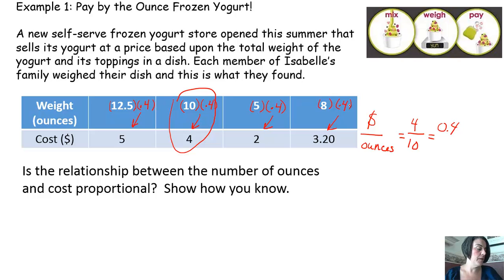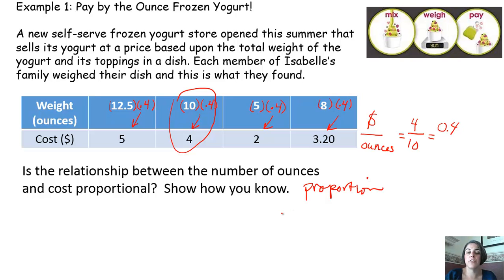12.5 times 0.4, it's 5. 5 times 0.4, I'm so hoping it's 2, and it is. 8 times 0.4, let's hope it's 3.2. 3.2, yes, this relationship is completely proportional. And I know it's proportional.